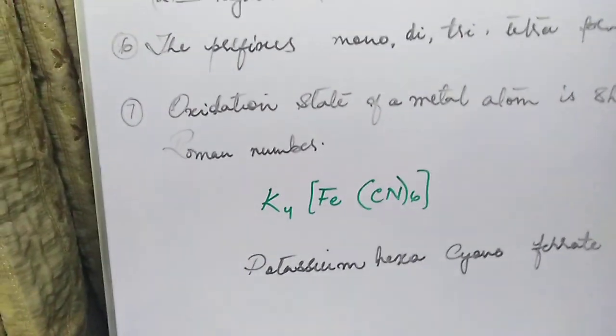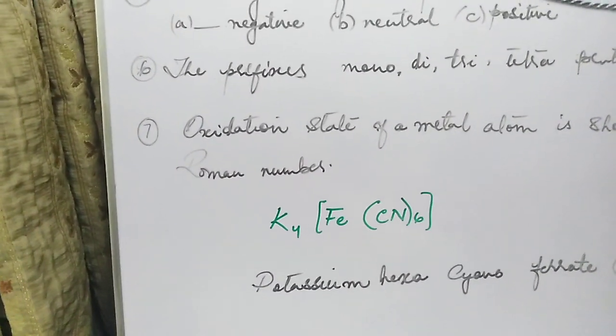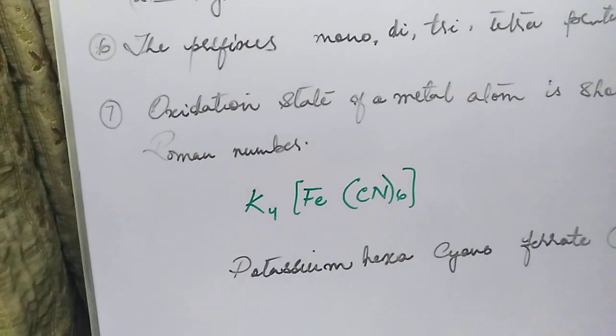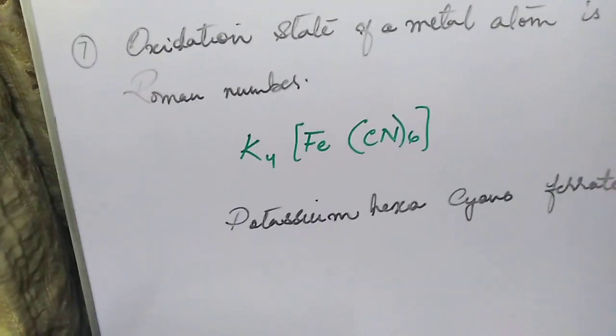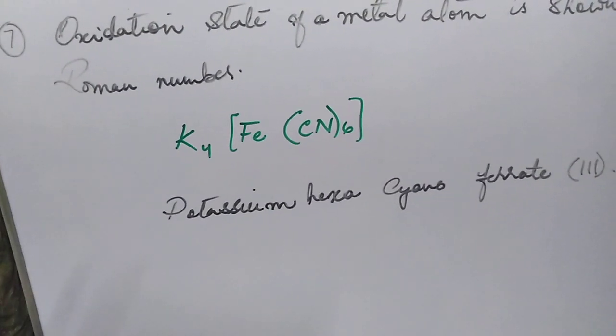In the first step, if we want to write the IUPAC nomenclature of an inorganic compound, first of all we have to select the central metal atom. Suppose the example given is potassium hexacyanoferrate(II).